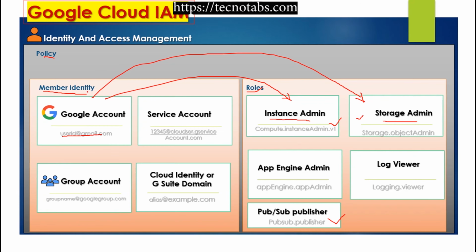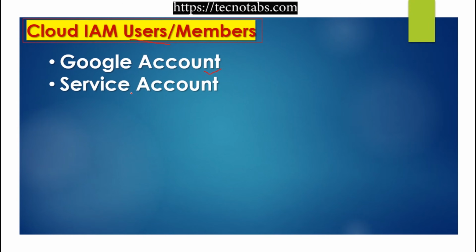Now let's go one more step ahead and understand this member identity, or the users. So who can be the members? A Google account is one of the users. It will have the gmail.com extension with your username. That is a Google account user. There can be a service account that can also be a user. More about this service account later. Then there can be a Google group. It can be a group of users that have accounts in Google.